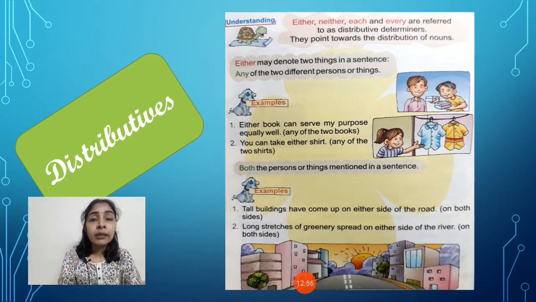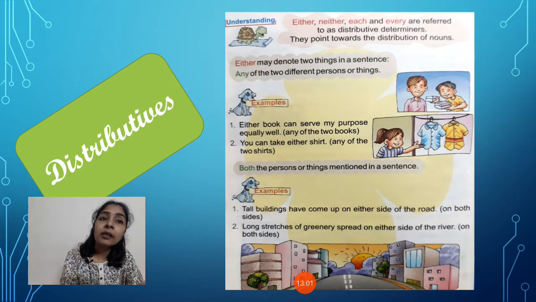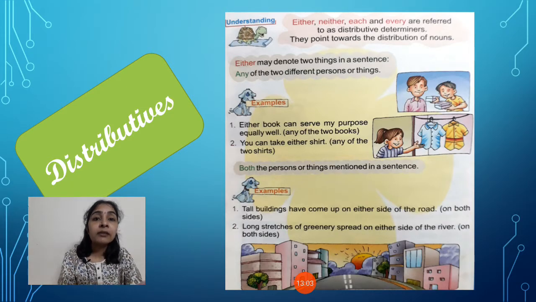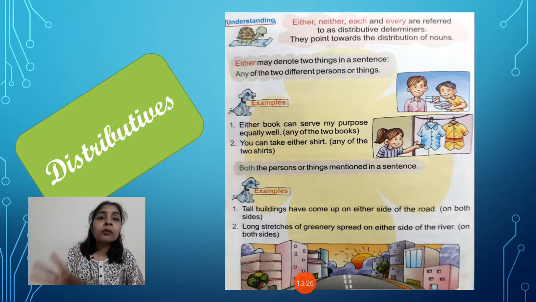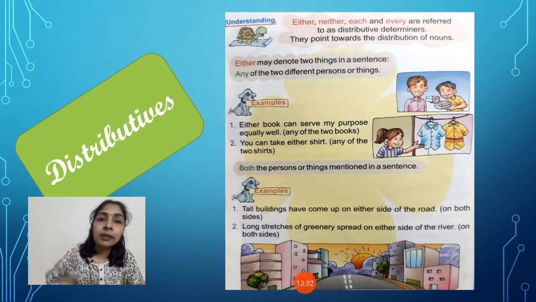Now next we come to the distributives. Distributive words are either, neither, each and every. These are referred to as distributive pronouns or distributive determiners. Now, how do they differ? Either may denote two things in a sentence. Either is used when there are two options in the sentence. Any of them, both are equal, equally likely of being put at a place. So any of the two things can be chosen. There we use either.